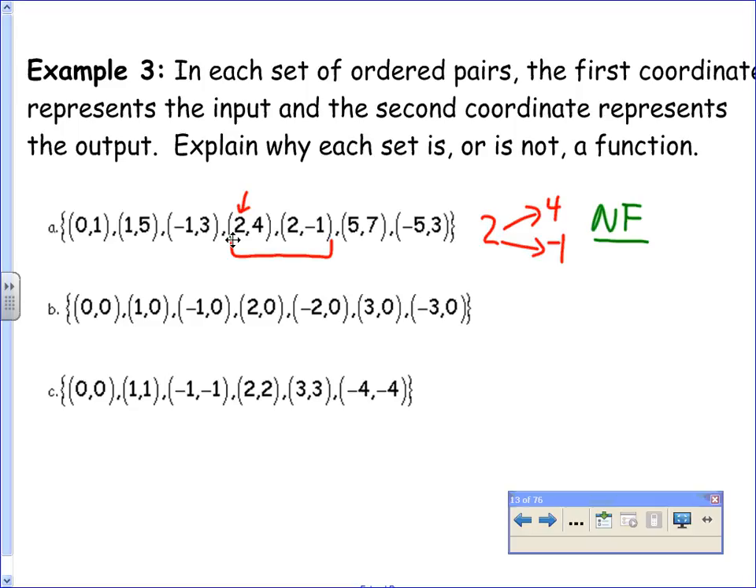All right, and then in B, we're looking again for the repeats. So we've got a 0, a 1, -1, 2, -2, 3, and -3. There are no repeats there. You notice that you do have some repeats in your range, or in your y values, but that doesn't matter at all. No repeats in our domain, so yes, this one is a function. Okay, and again, let's look at C. We've got 0, 1, -1, 2, 3, and -4. There are no repeats in our domain, so this one, again, is a function.